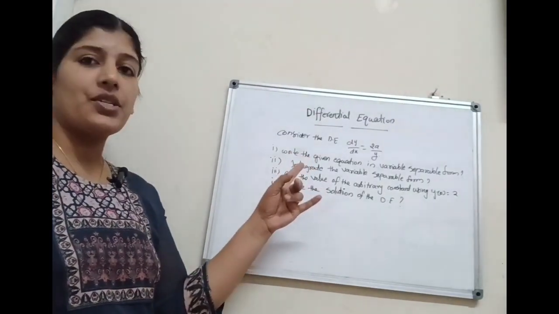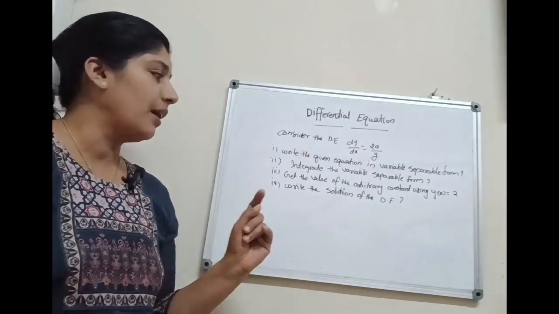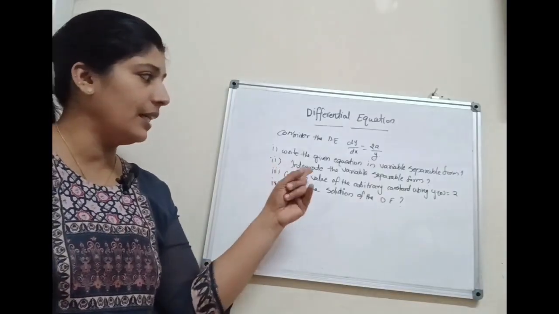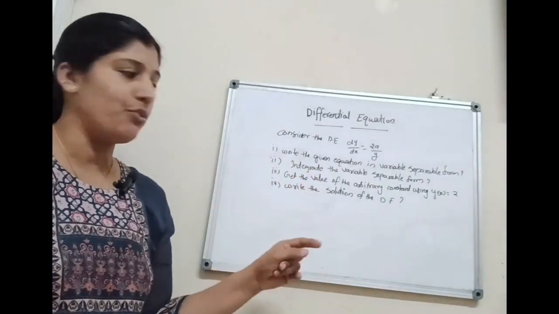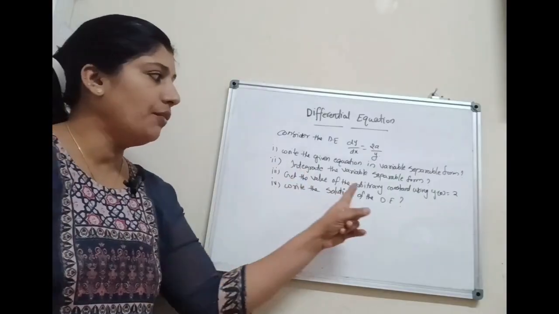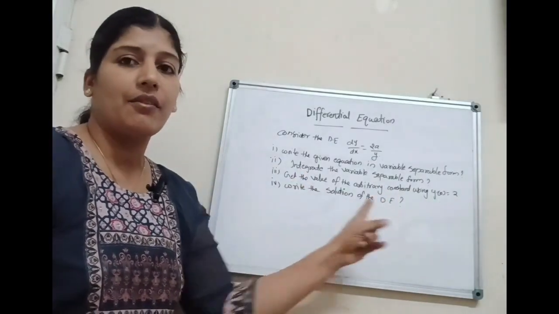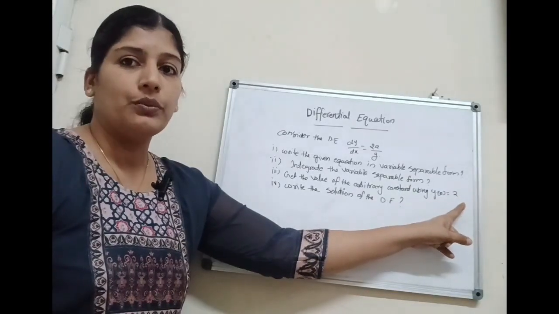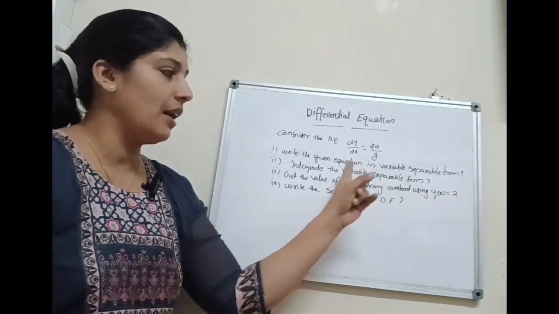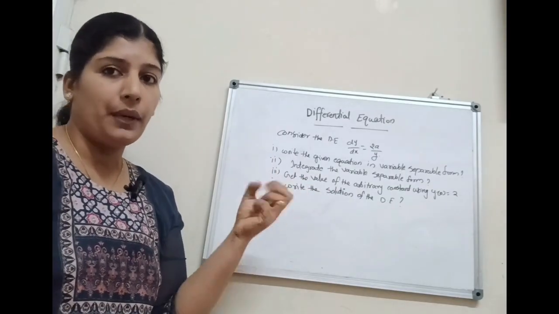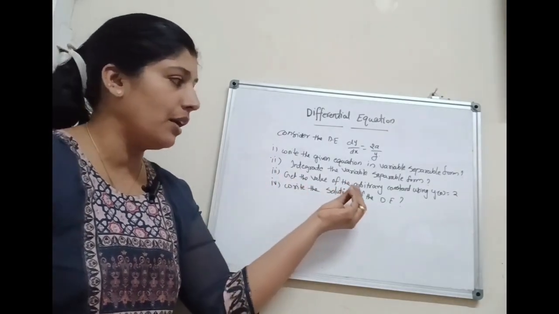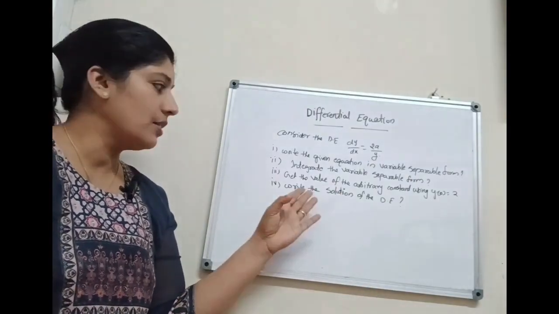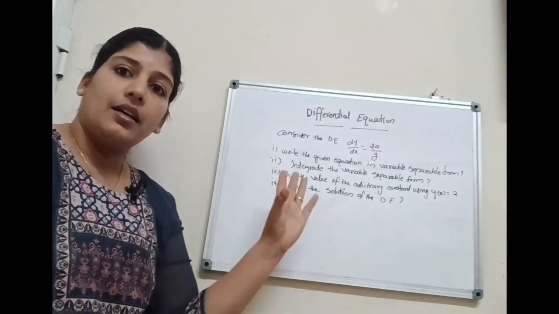Next, consider the differential equation dy by dx equal to 2a by y. In this question, first write the given equation in variable separable form. Second, integrate the variable separable form, that means we have to find the general solution. Third, get the value of the arbitrary constant using y of 0 equal to 2, that means when x equals 0, the y value is 2. Substituting this given condition in our general solution, we find the particular arbitrary constant value. After that, applying that constant in the general solution, we will get the required solution.